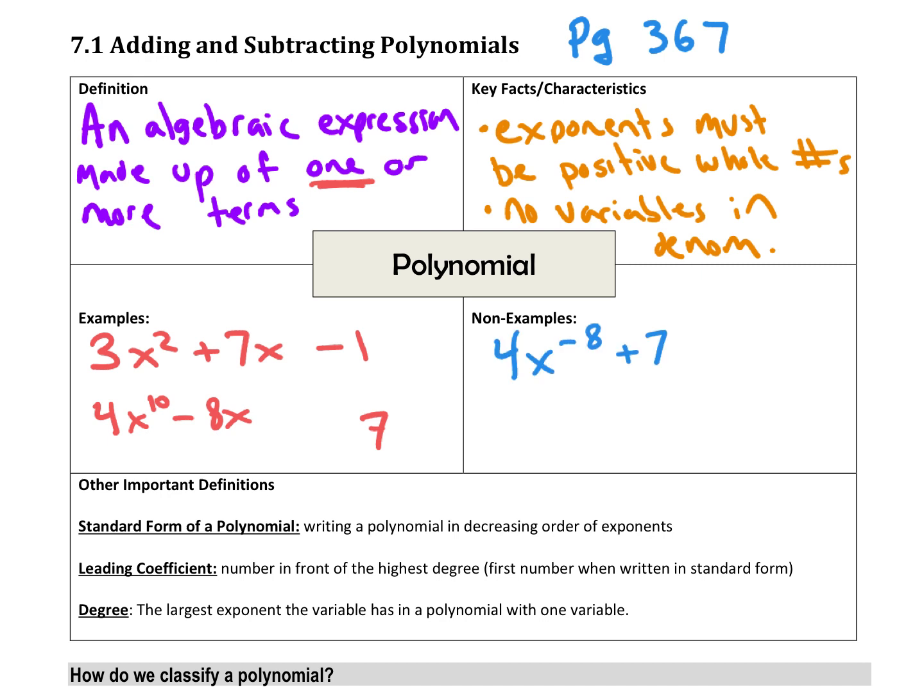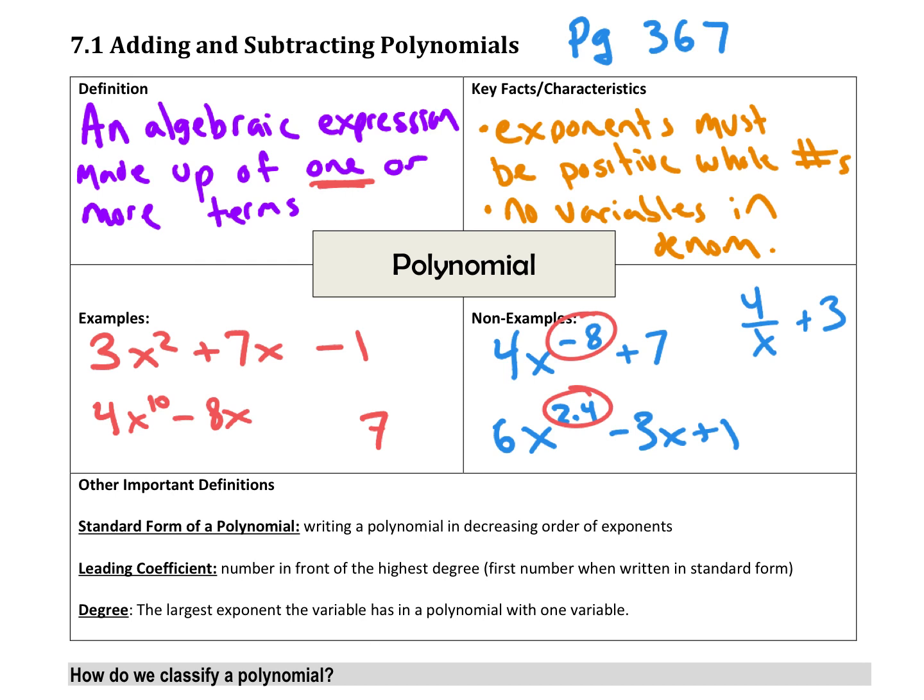If we had 4x to the negative 8th plus 7, that would not be a polynomial because we can't have a negative exponent. Or what if we had 6x to the 2.4 minus 3x plus 1? That's not a polynomial either because we can't have 2.4. You can't have a decimal. They've got to be positive. They've got to be whole numbers. No variables in the denominator. If we had 4 over x plus 3, that's not one either. Those are non-examples.